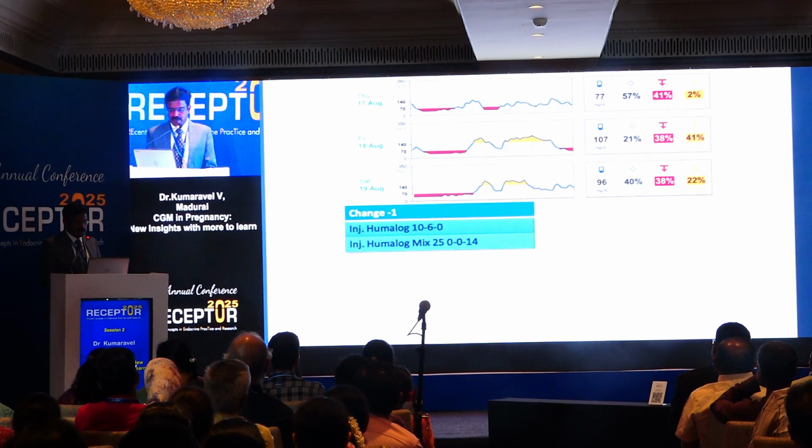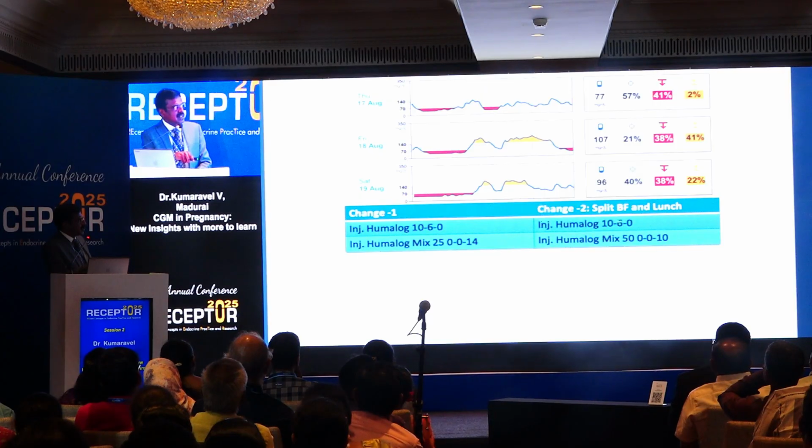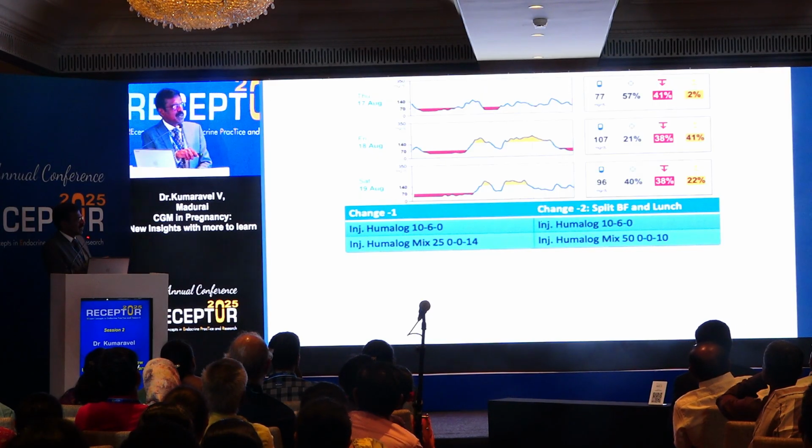So what we did for this patient is that we retained this dose of 6 units and we told them to split the lunch that the patient has been taking, so that for this hyperglycemia, you split the breakfast, split the lunch.